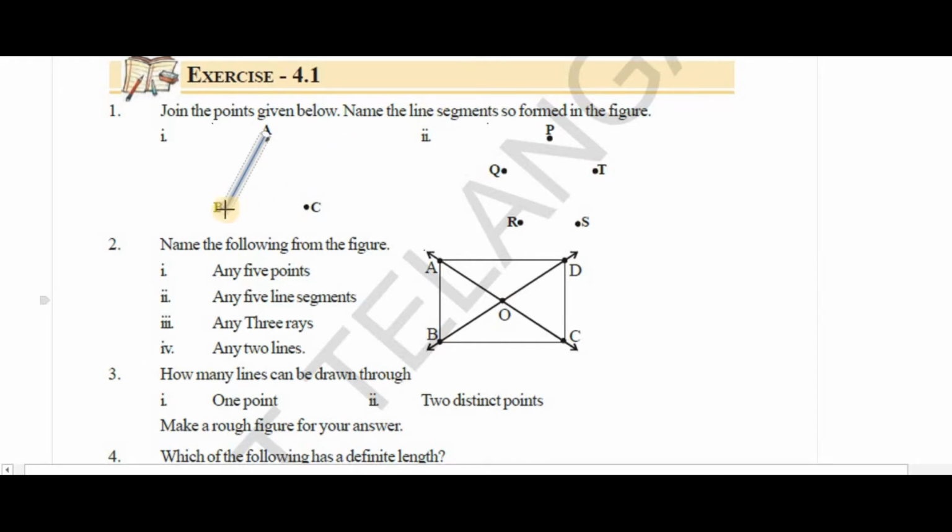and then, so what shape is formed here? Triangle shape is formed. And what are the line segments you are getting here? Just starting from one point to another point. So AB is one line segment, AC is one line segment, and BC is one line segment. Okay, now in the same way we'll just try to form the line segments here also.